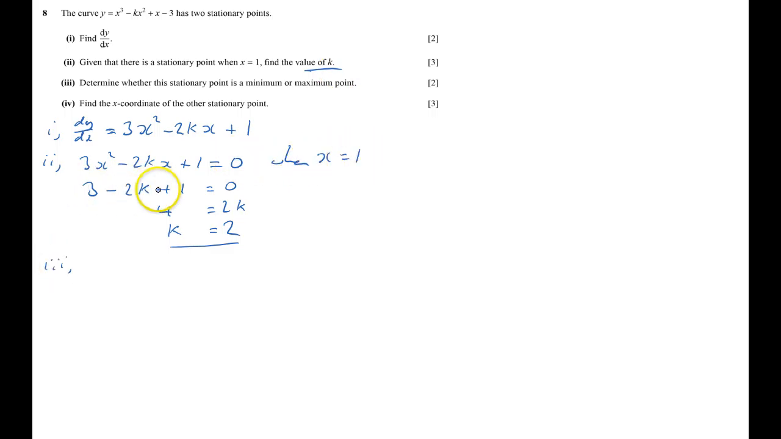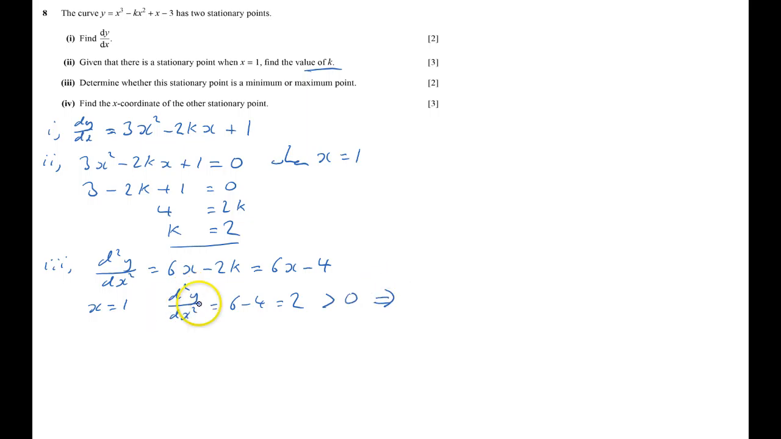Let's go, I've got 5 marks already. Determine whether this stationary point is a minimum or maximum. So I need to do the second derivative, d2y by dx squared. That would be 2 comes down times by 3, so it goes 6x, and then minus 2k. I just worked out k is 2, so that is 6x minus 4. Now we put in x equals 1. So when x equals 1, d2y by dx squared is 6 take away 4, which equals 2, and that is greater than 0, therefore we have a minimum.